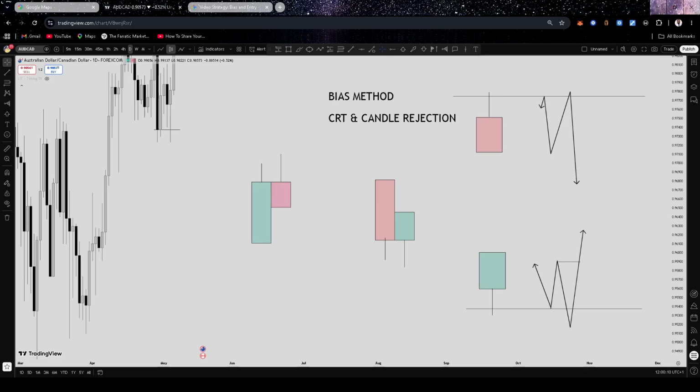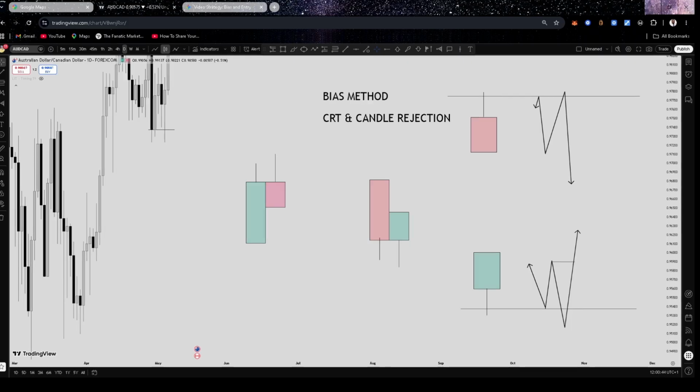So we are going to dive in, and I'm going to show you how to get your bias correctly before you start looking for entry confirmation on the lower time frame. And I am also going to give a breakdown of all the opportunities you can grab using this same model for your bias. So now on my chart, you can see I have these two methods.